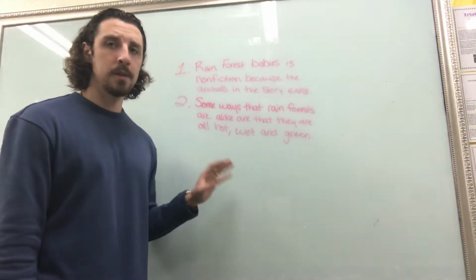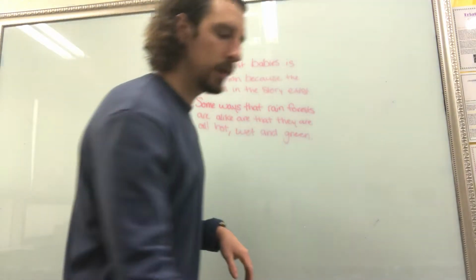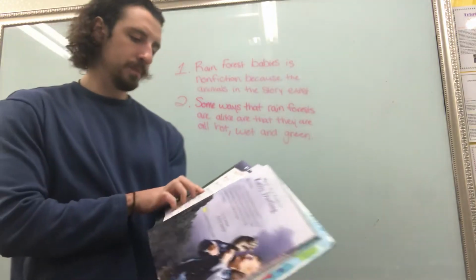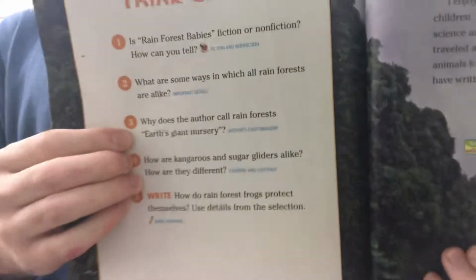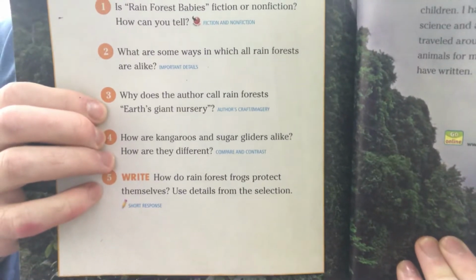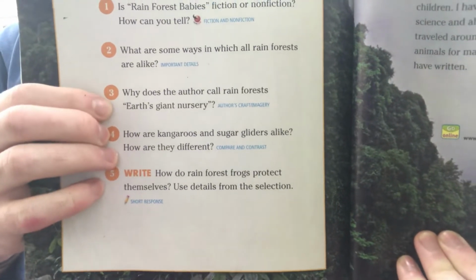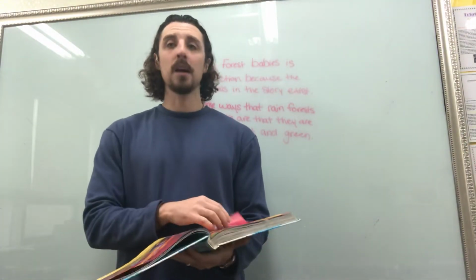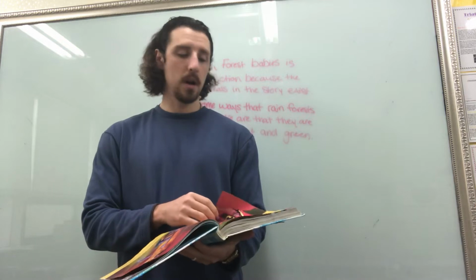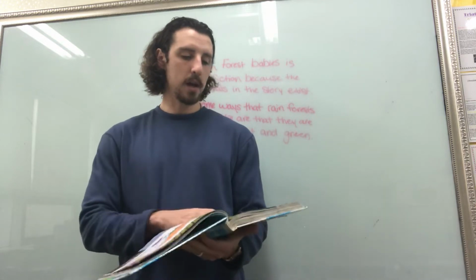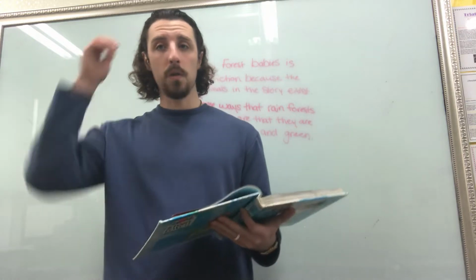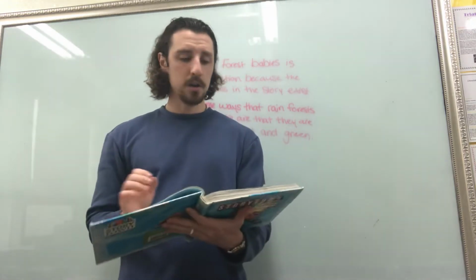Pause the video to make sure everything's okay. Then we're going to move on to number 3. Okay? So, why does the author call rainforests Earth's giant nursery? A nursery is where you take care of babies and babies are born. That is a nursery. There's a lot of babies and they're all being taken care of and they're not very old, they're all very young, okay? So that is a nursery.